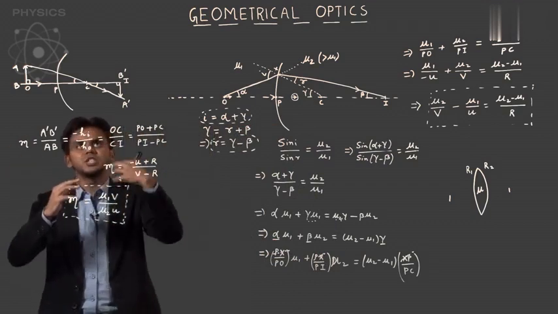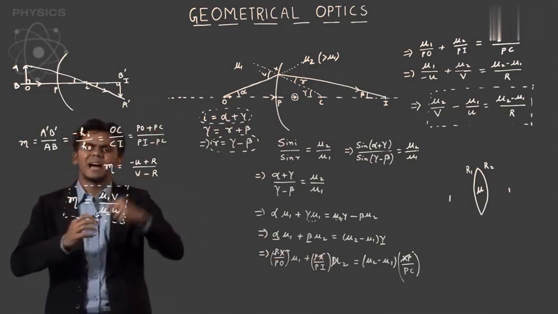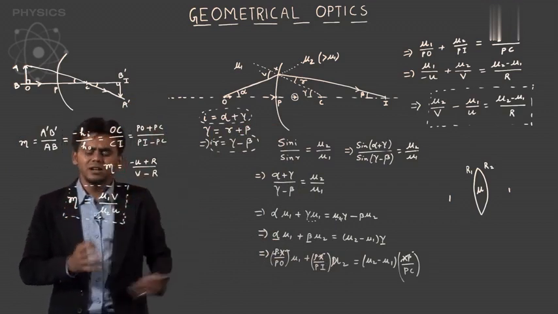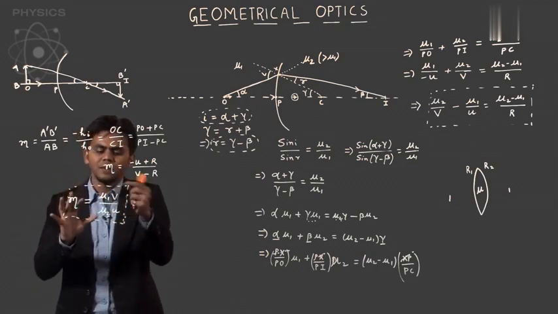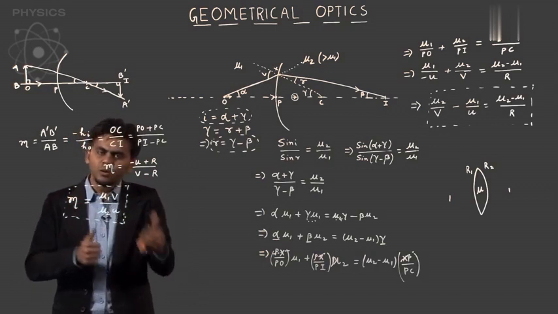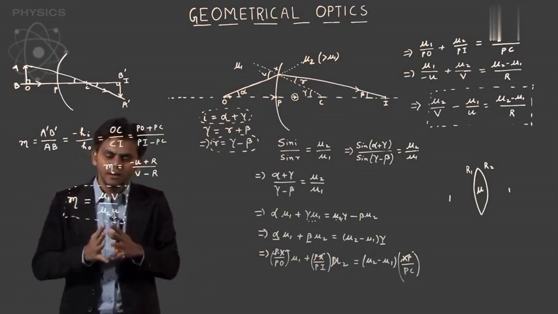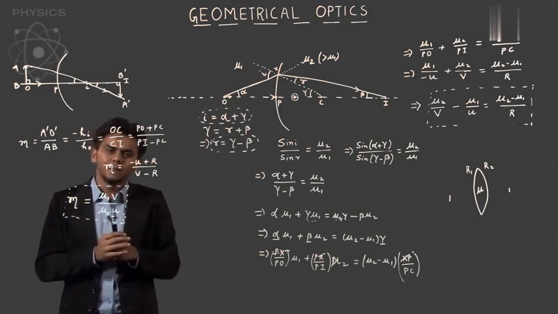If you have an extended object, obviously it would be inverted or not inverted, it would be magnified or not magnified. So that information is hidden in this formula. M is equal to mu1V upon mu2U. So in the next video, we'll try to find out how lens is made and how do we understand the formation of image by a lens.